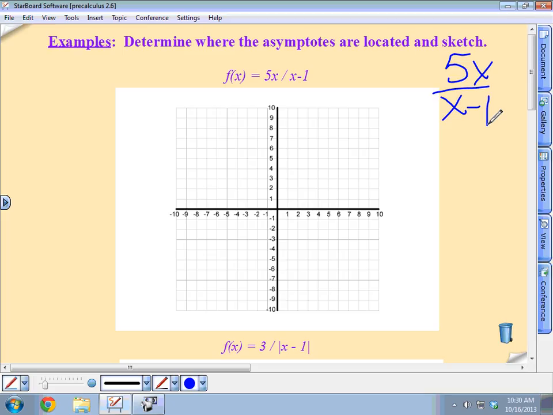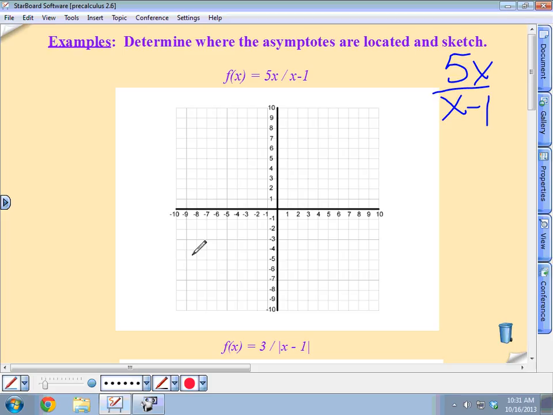You have a function in the numerator, 5x, and then in the denominator x minus 1. First we look for the vertical asymptotes, and that's basically going to be at any place where the denominator would be 0. So what x values would give us a 0 in the denominator? Yeah, 1. At 1. If x is 1, then this whole thing is undefined. So x can never be 1.